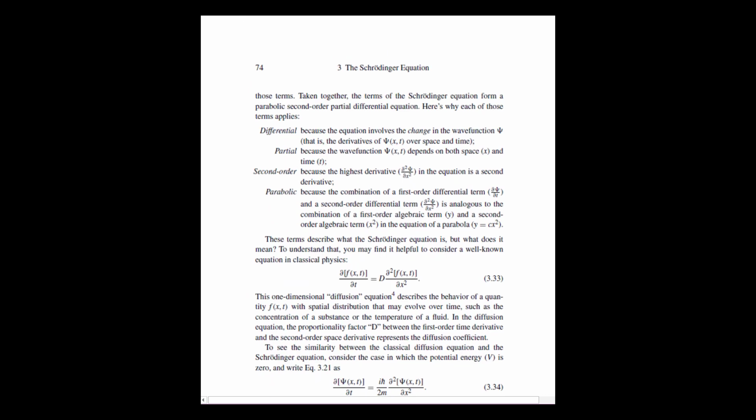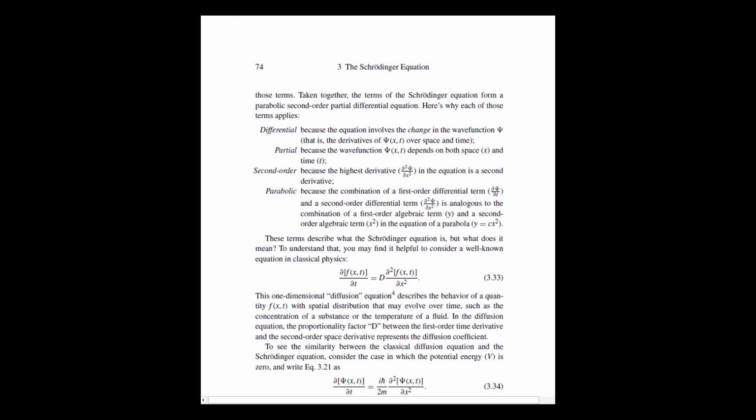And of course, being a potential energy term, this has dimensions of energy and SI units of joules, which are kilograms meters squared over seconds squared. So that's what the individual terms mean. The equation as a whole is described as a parabolic, second-order, partial differential equation. And each of those terms is described here and why this equation qualifies.